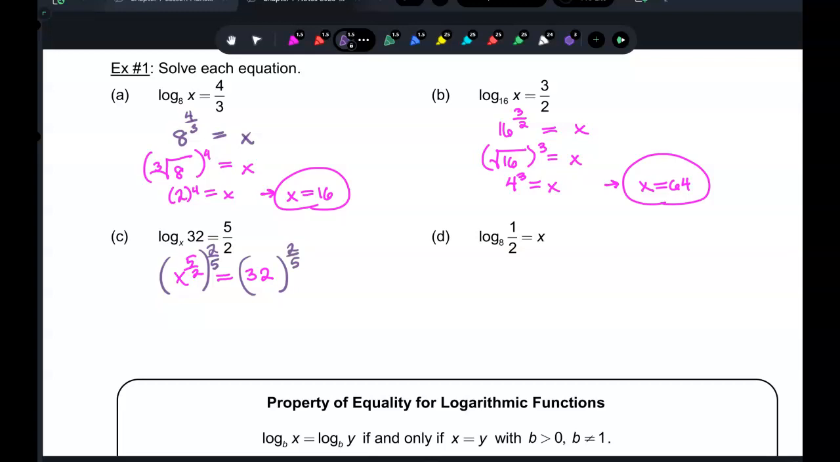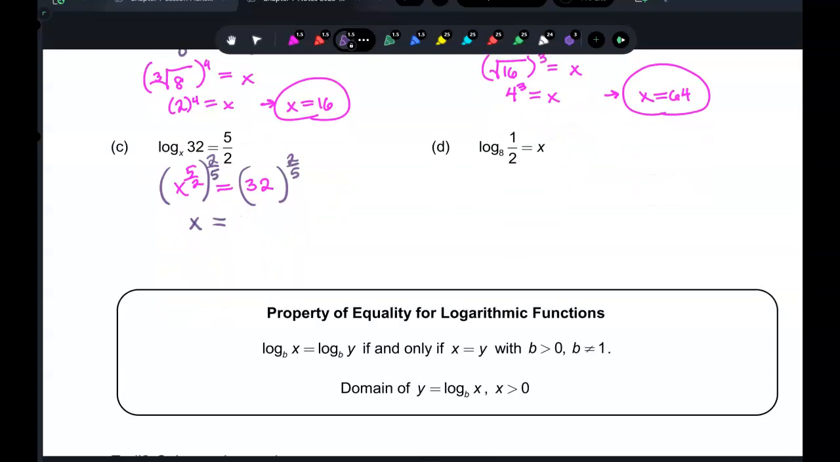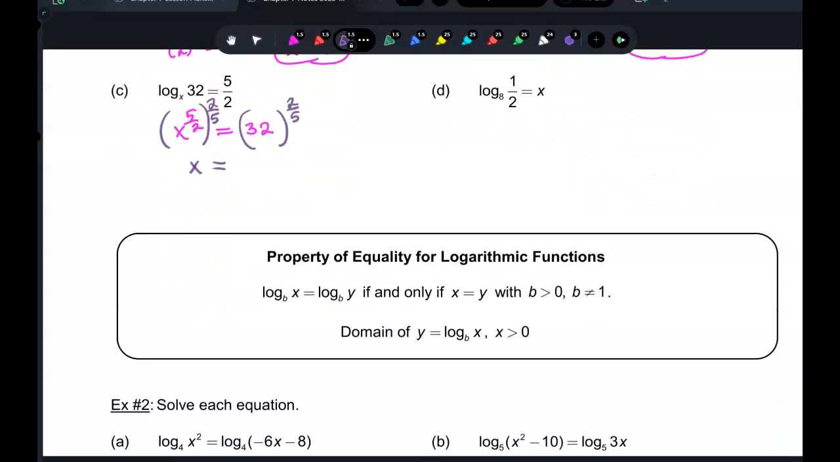Again, we haven't done anything quite like this. This is new, but you have all the skills from previously. So x is going to be the 5th root of 32, and then that squared. What is the 5th root of 32? 2. So 2 squared is 4.